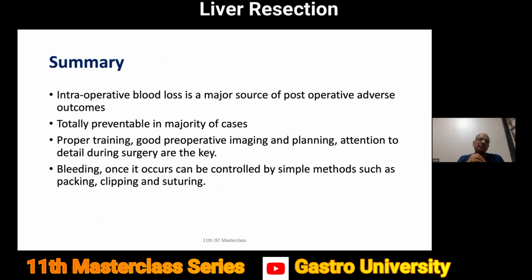So I would like to summarize by saying that intraoperative blood loss is a major source of adverse postoperative outcomes in liver surgery. It's totally preventable in the majority of cases if we follow the principles. Proper training, good preoperative imaging and planning, and attention to detail during surgery are the key. Bleeding, once it occurs, can be controlled by simple methods of packing, clipping, and suture. Thank you very much.